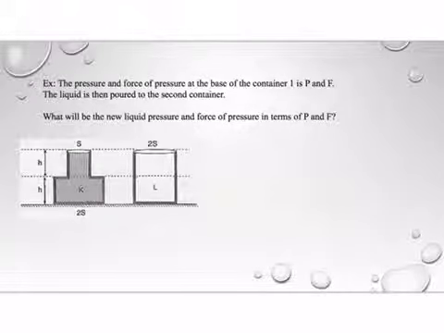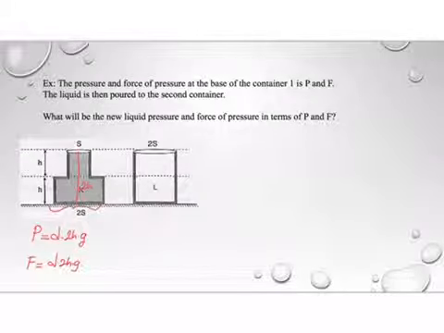In this example, the pressure and force of pressure at the base of the container are P and F in figure 1. The liquid is then poured into the second one. What will be the new liquid pressure and the force of pressure in terms of P and F? Now, here the pressure of the liquid will be equal to the density of the liquid, the depth equal to 2h, times g. And the force of pressure is equal to the pressure of the liquid times the base area 2S, which is equal to 4dhgS.